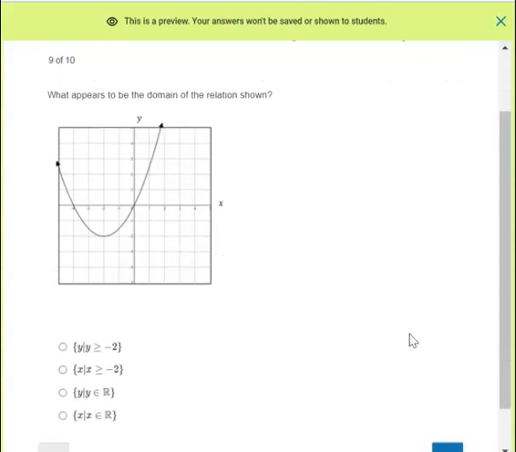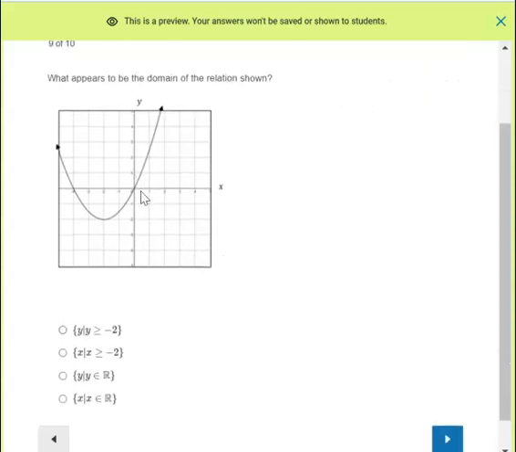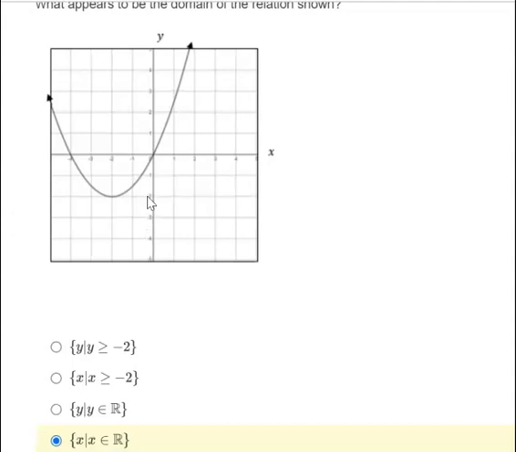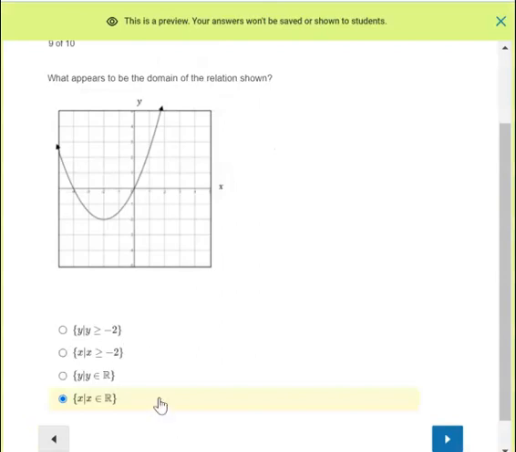Alright, what appears to be the domain? Again, for the x-axis, it doesn't really stop here at negative 5. It keeps going to the left and it keeps going to the right. It's opening left and right, so it's going to be x's, all real numbers. If the question asked you for the range, it would be y greater than negative 2, this one. But for the domain, it's all real numbers.